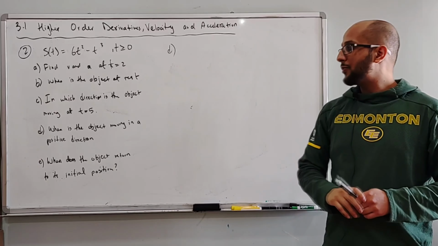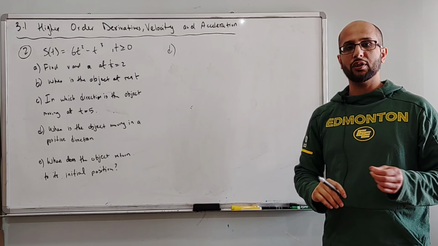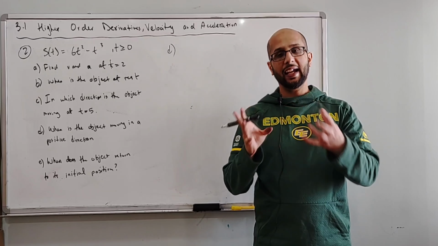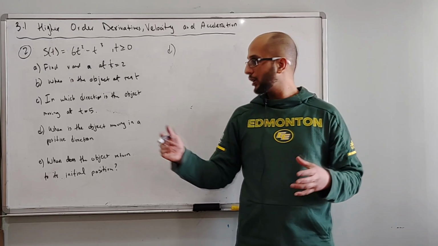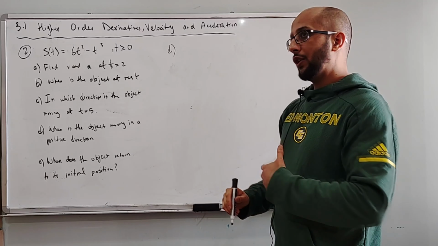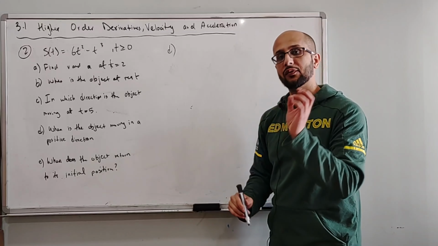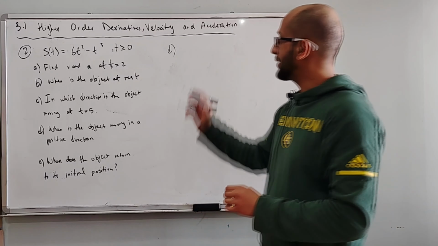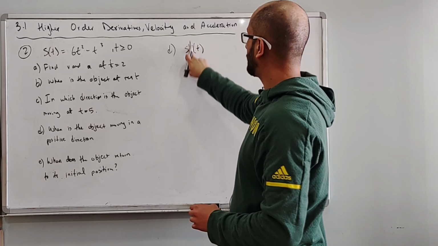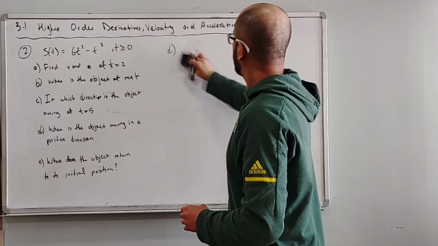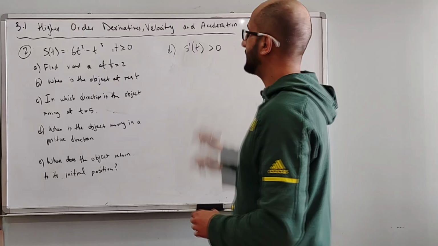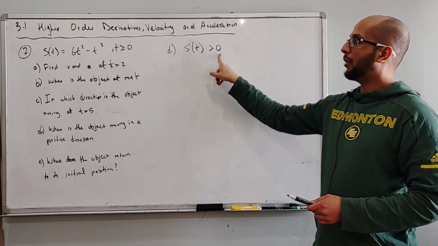Okay. When is the object moving in a positive direction? This is not asking for one answer. We want to know all the times when the object is moving in a positive direction. If it's moving in a positive direction, this means that the velocity has to be positive. So what we're looking for is when is the derivative greater than 0? When is the derivative positive?